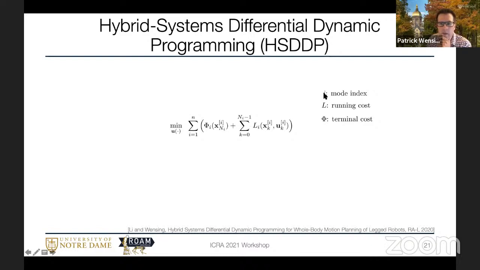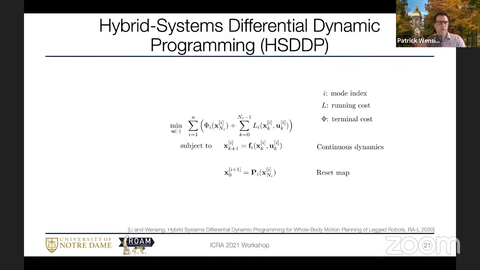So I am now looking at some cost functions within each of a number of different modes, and I'm indexing modes by i. We've got different dynamics within each mode. And optionally, if you think of our legged robots, we might have a flight period, and then we come in contact with the ground and there's an impact. So we include a reset map that is triggered at the end of each segment, setting the initial condition for the next one.